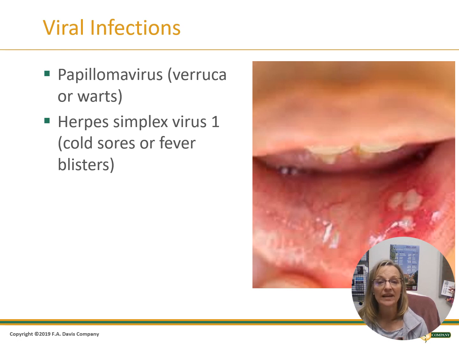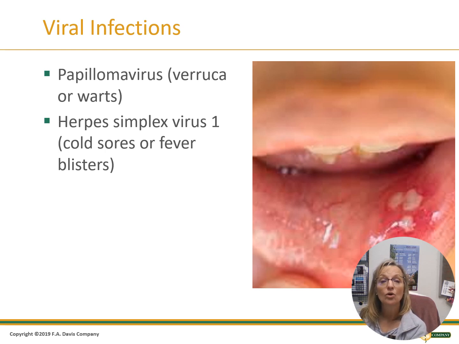The education for the family is practicing good hand hygiene, don't share cups or utensils, sanitize the toys, avoid touching sores of the mouth. Prescription creams can provide relief and facilitate healing, such as Abreva and Denavir. They can have oral acyclovir as well.